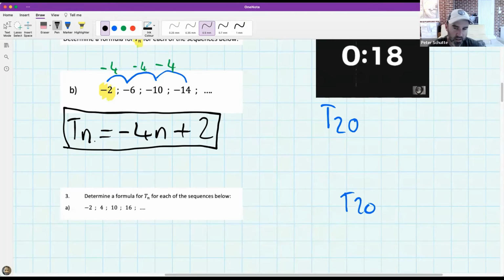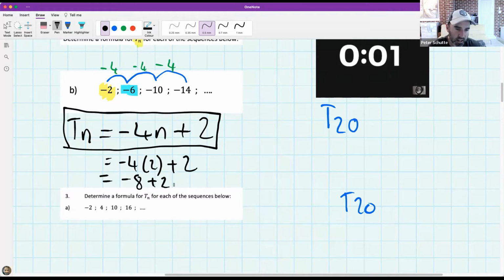for this one. And you can check it by seeing if you put 1 in, or let's say you put 2 in. If you put 2 in, you'd really be hoping you end up with a negative 6. So negative 4 times 2 plus 2, that gives me negative 8 plus 2.